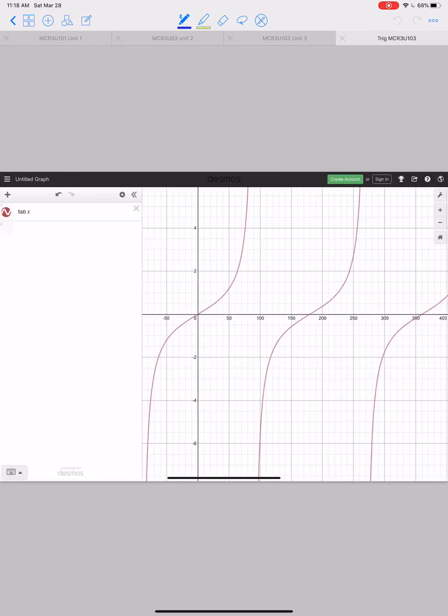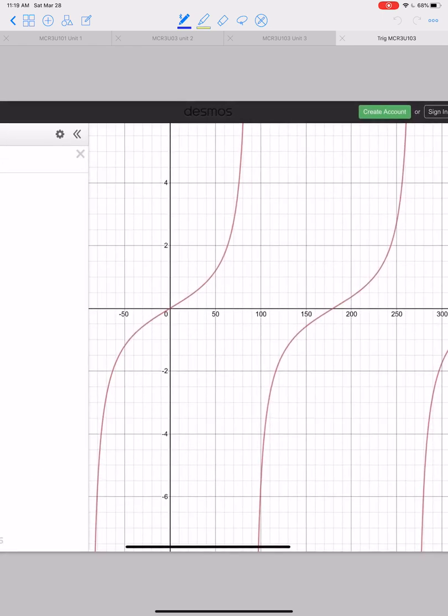You guys, in your investigation, also graphed the function tangent x. It's important to note that the period for this function is different than it is for sine and cosine. The period for this function is 180 degrees. It does not have an amplitude because the function keeps on increasing. As well, it keeps on decreasing. So there is no amplitude.